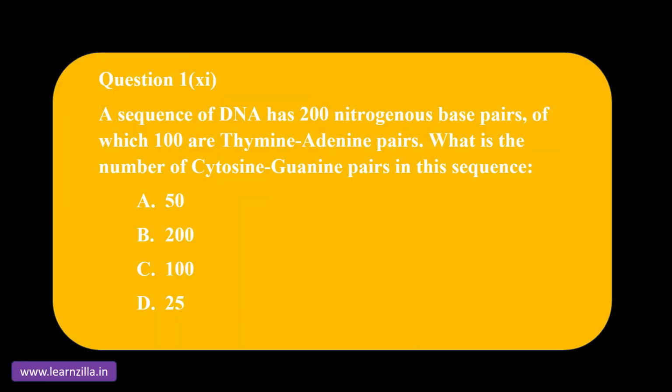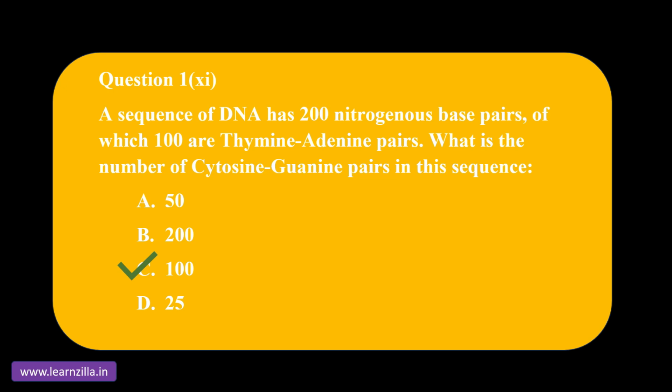A sequence of DNA has 200 nitrogenous base pairs, of which 100 are thymine-adenine pairs. What is the number of cytosine-guanine pairs in this sequence? Looks tricky but very simple. The right answer is 100. Right? Total number of nitrogenous base pairs are 200, of which if 100 is thymine and adenine, the remaining 100 will be cytosine and guanine, right?